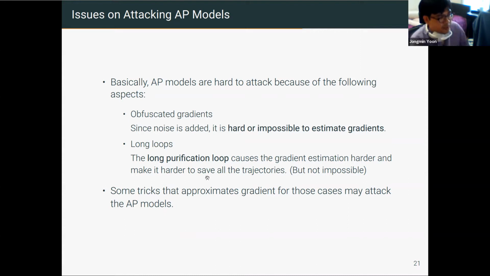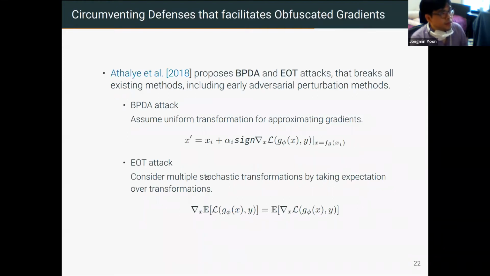And second is the long loop. The long purification loop makes gradient estimation harder and makes it harder to save all the trajectories. Sometimes the long purification loop causes the network to have a gradient vanishing or gradient exploding effect. And some tricks approximate the gradient in some cases, and those may attack the adversary purification models. The seminal work by Athalye, called Obfuscated Gradients Give a False Sense of Security, proposes some attack methods that break all the existing methods, including early adversary perturbation methods and other transformation methods, except for the known adversary training methods.